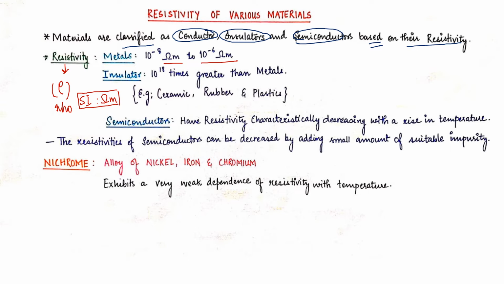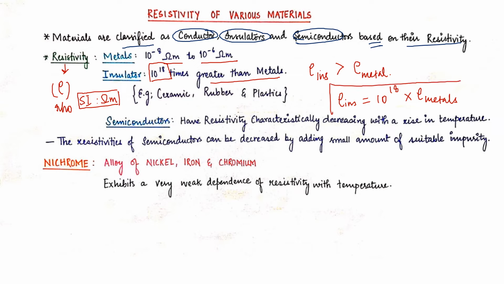For an insulator, it is 10 to the power 18 times greater than that of a metal. Resistivity rho for an insulator is higher compared to rho for metal. By what factor? Rho of insulator equals 10 to the power 18 times rho of metals. This is the relation between the resistivity of an insulator and of metals.